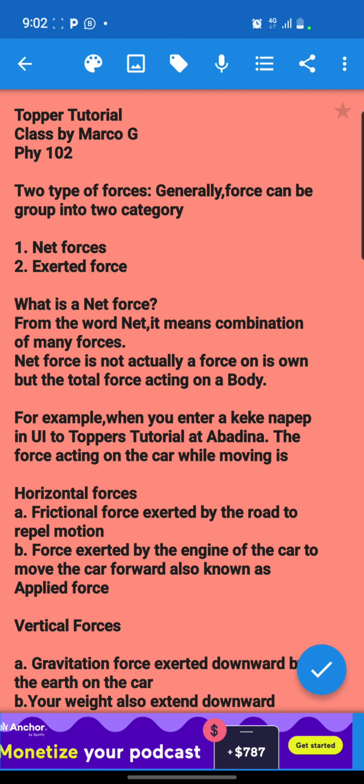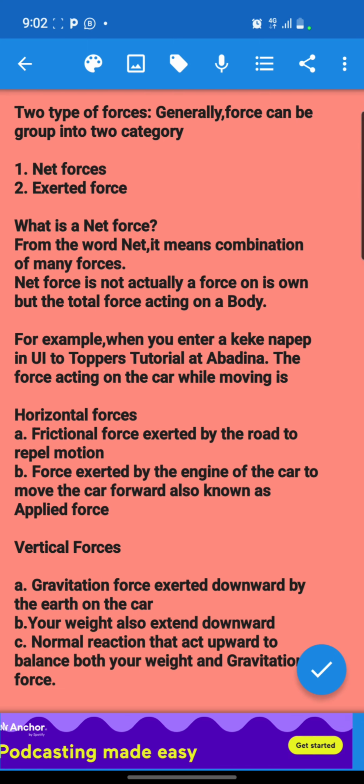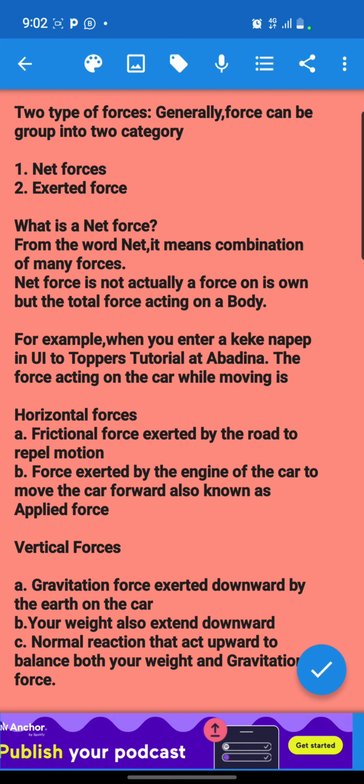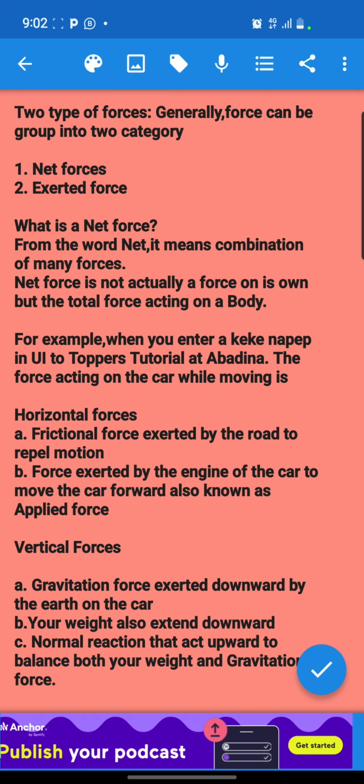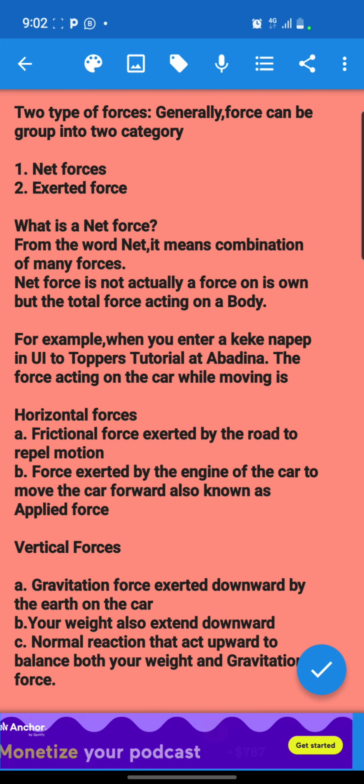So what is net force? From the word net, it means a combination of many forces. Net force is not actually a force on its own, but the total force acting on the body. Net means total. That is the reason why net force is not a force on its own. It's just the total force acting on a body.